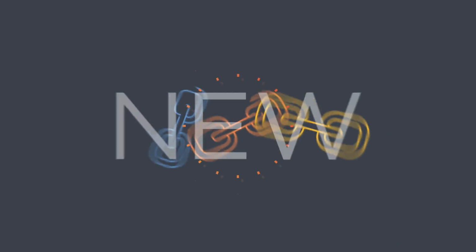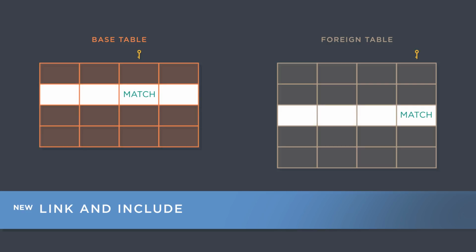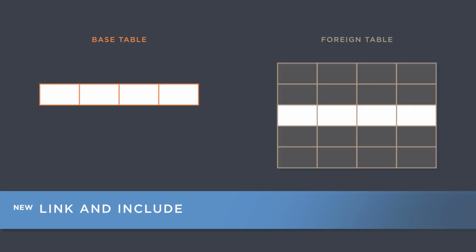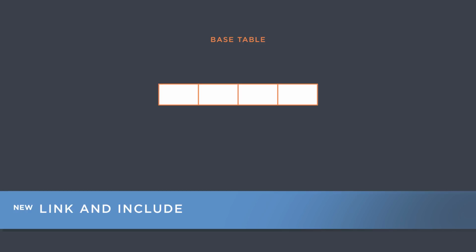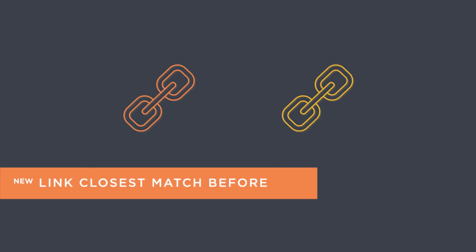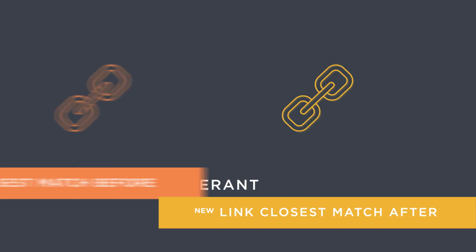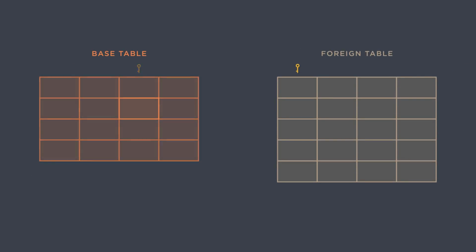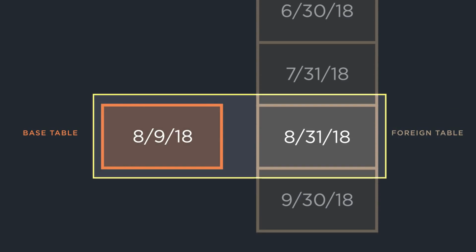There are also 3 new link types in V13. Link and Include is similar to Link and Select, as it retains only the rows in the base table that have a match in the foreign table. However, with Link and Include, column information is not appended to matching rows in the base table. The 2 other new link types are Link Closest Match Before and Link Closest Match After. They both act as tolerant comparisons. They are useful when you don't know if the foreign table will contain an exact match and you want to match on the next closest value.